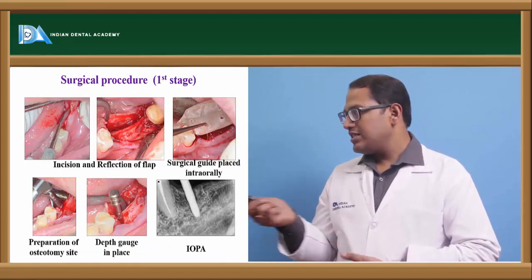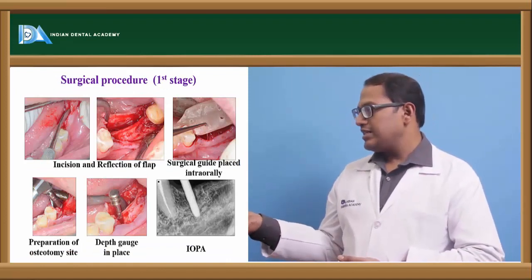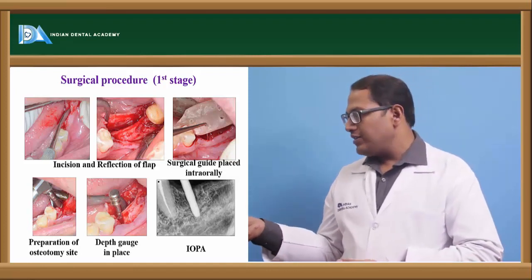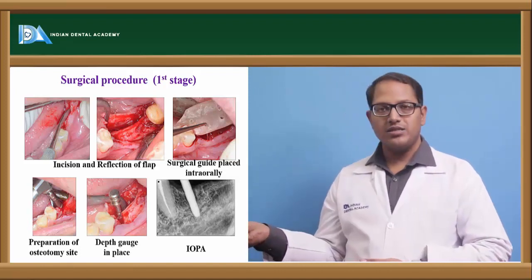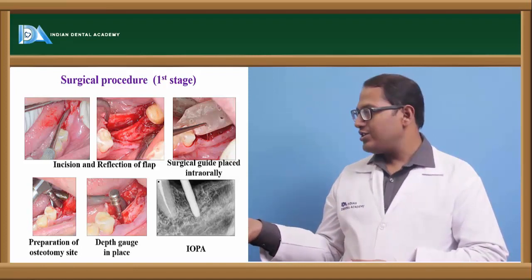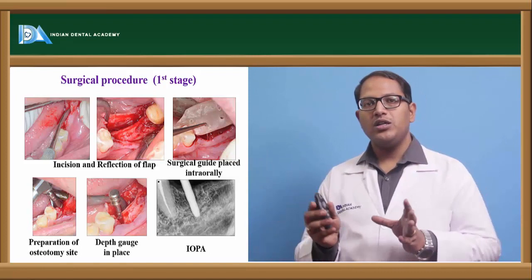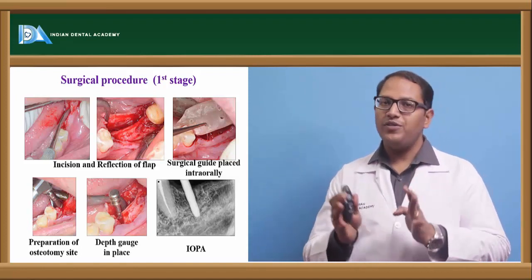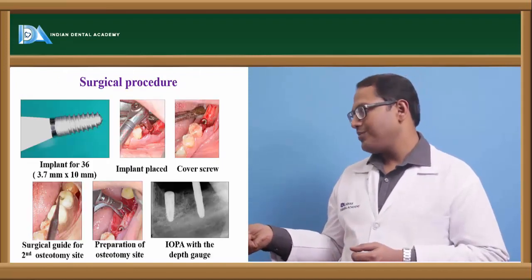So, surgical procedure, the first step: you do an incision, reflection of the flap, as we can see. Place the surgical guide and put the drill along with the surgical guide, the pilot drill. Then after placing the pilot drill, you put the depth gauge and check the depth you have already reached. Take an IOPA at that point of time to find out the position of the implant that is placed. It is not important that the first position should be straight. If you feel there is some modification needed, do the modification then and there itself. Everything gets osseointegrated with time.